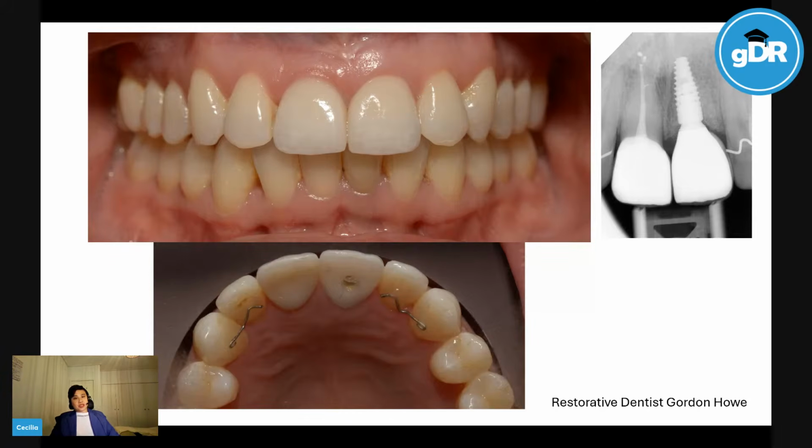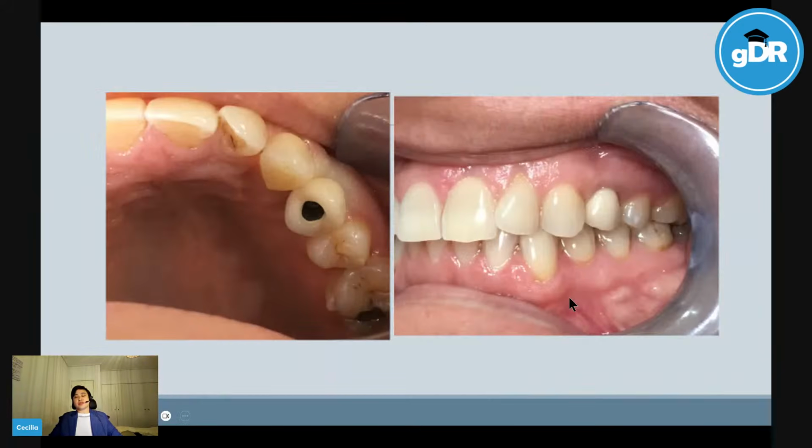They can look very natural, as you can see this 2-1 restored by Dr. Gordon Howe and placed by me. The only people who know are the dentists and the patient. No one else. That's the whole idea. It's something natural that the patient forgets about, basically. They still have to maintain it, obviously. So remember, from a daily point of view, they can just forget that that's an implant.